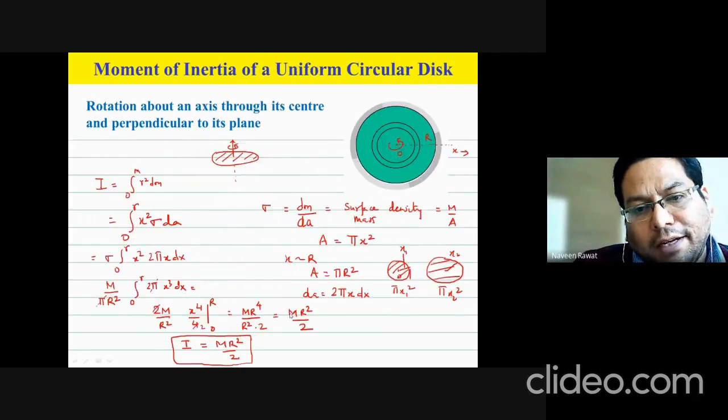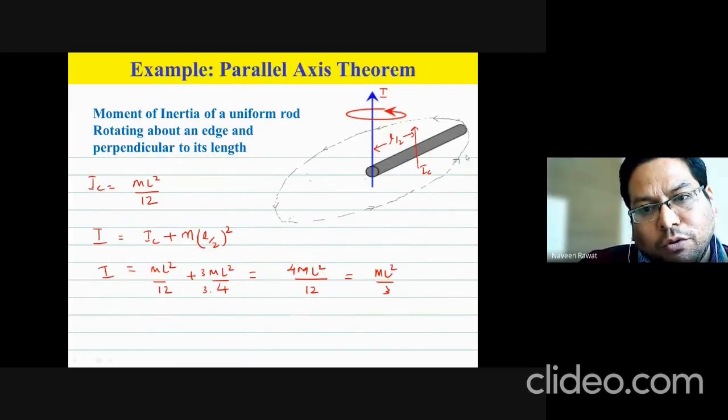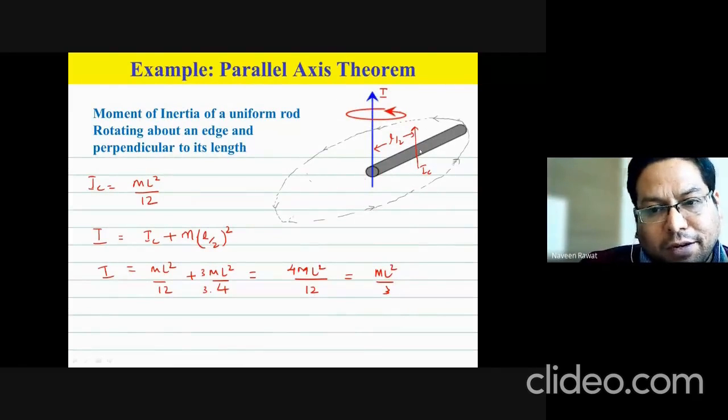So if you use the parallel axis theorem, our job becomes a little bit easier. You can plug in the values from the known values. As long as you know and remember the values, you can do that substitution, okay?